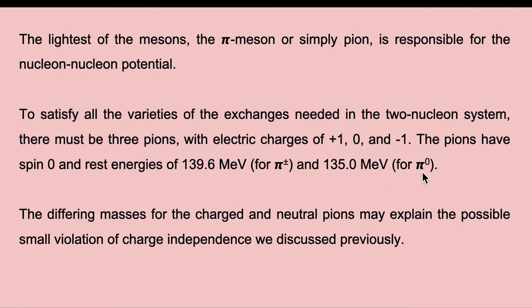And for pi 0, that means a neutral pion, the mass is somewhat less. And the differing masses for the charged and neutral pions may explain the possible small violation of charge independence we discussed previously. In the charge independence discussion, we have shown that there is a variation in the scattering lengths. And we have mentioned there that this is due to a small variation in the wave function, and that we can explain it based on the exchange particle model. So due to this difference, you are getting that.